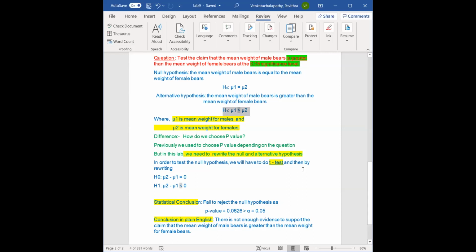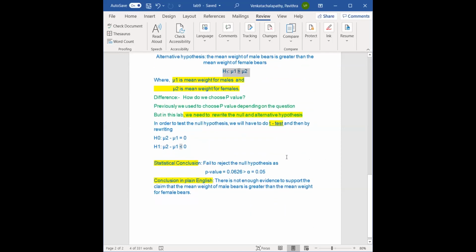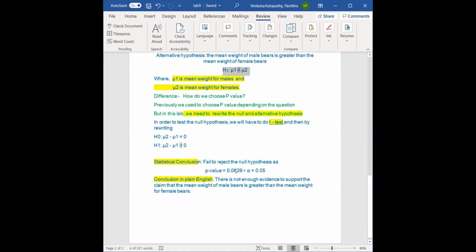But in this lab, we will be depending upon the alternative hypothesis. If the alternative hypothesis says it is less than, if it includes this symbol, then you have to say p-value less than alpha. You have to choose this value. So I got my p-value, which is 0.06, which is greater than alpha.